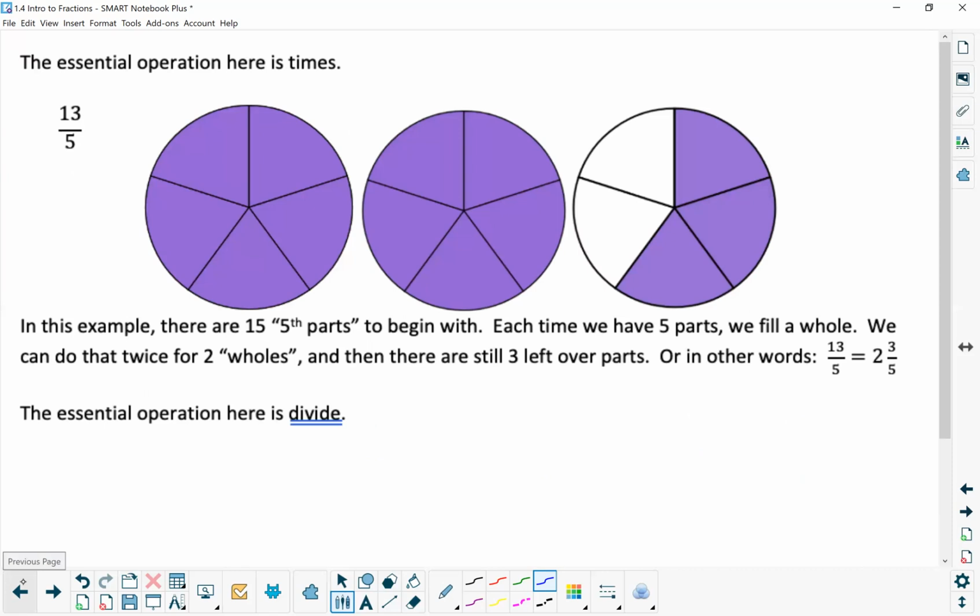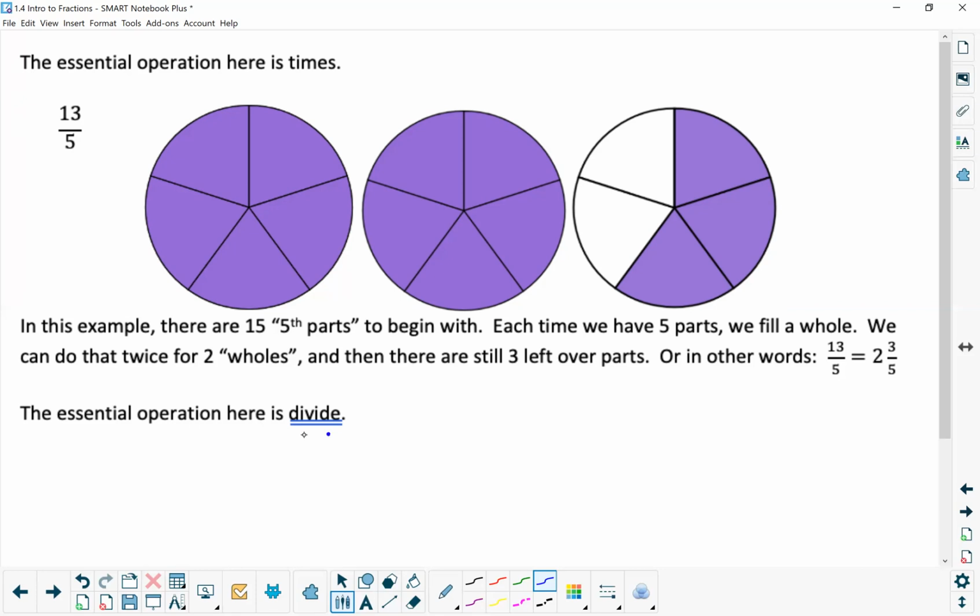Going the other way, if I have these circles split into 5 pieces and I color all 5 in the first 2 circles and 3 of the 5 in the third circle, I have 13 separate pieces that are colored in of the 5 that the circle is split into. So 13 fifth parts to begin with. Each time we get 5, we fill a whole. We can do that twice for 2 wholes, so our whole number will be 2, and then there are 3 left over. So 13 over 5 is 2 3/5.